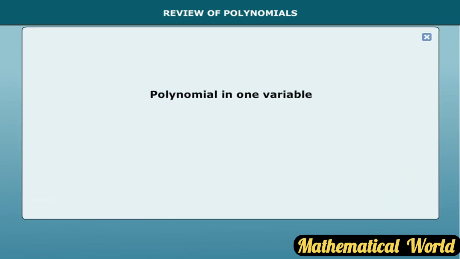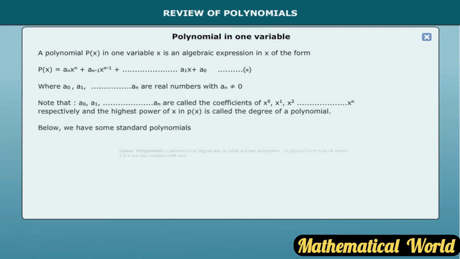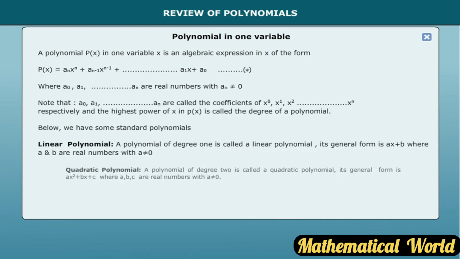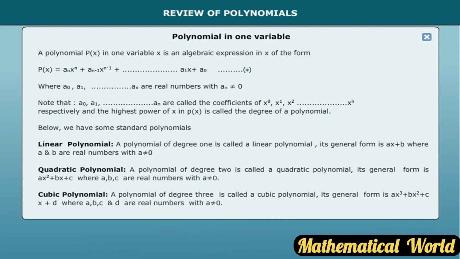Polynomial in one variable. A polynomial p(x) in one variable x is an algebraic expression of the form given in equation star. Degree of a linear polynomial is 1. Degree of quadratic polynomial is 2. Degree of cubic polynomial is 3.